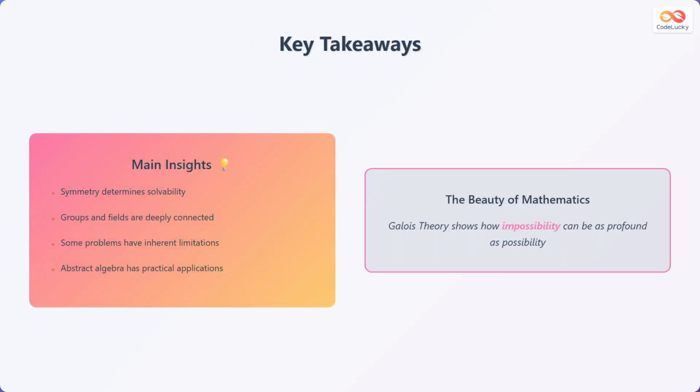Here are some key takeaways from our exploration of Galois theory. Symmetry determines solvability. Groups and fields are deeply connected. Some problems have inherent limitations. Abstract algebra has practical applications. Galois theory shows how impossibility can be as profound as possibility.